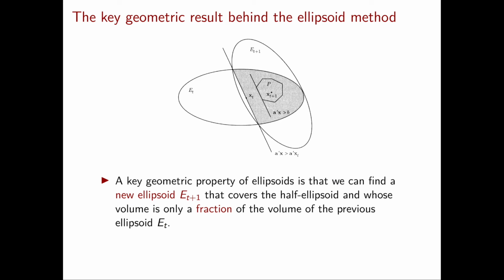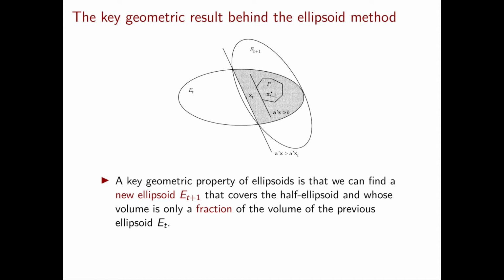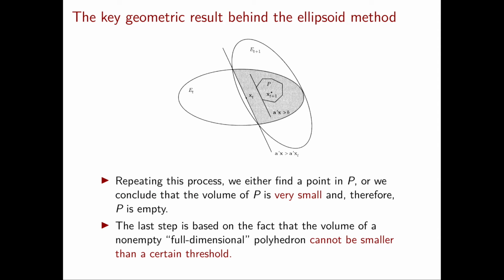Next, our ellipsoid algorithm finds a new ellipsoid that is now called E_{t+1} that contains the half ellipsoid that we just discussed. Since in turn the half ellipsoid contains P, also the new ellipsoid contains P. Now the remarkable feature of the ellipsoid method is that it guarantees that the volume of the new ellipsoid is only a fraction of the volume of the previous ellipsoid. You can see now that repeating this process, either we find eventually a point in the polyhedron, or we keep generating smaller and smaller ellipsoids.